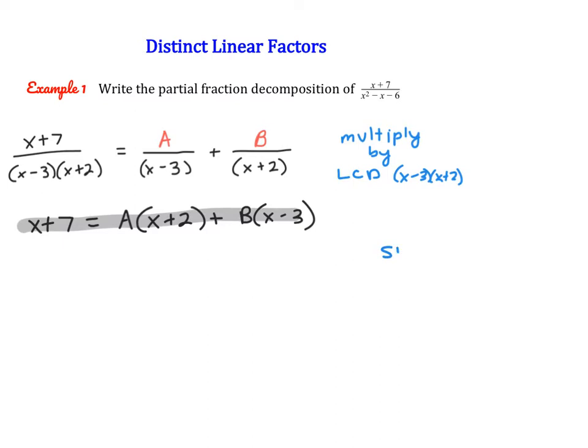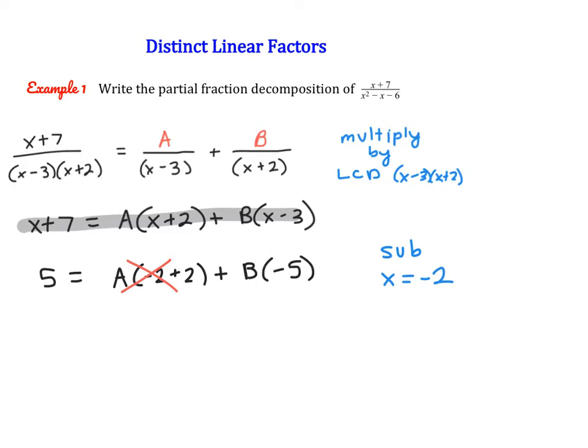Let's start by substituting x equals -2 into our equation. We have -2 plus 7, which is 5. Then here we end up with a times -2 plus 2, so you can see that this is going to become 0, and our a term is going to cancel out. Then here we have b times -2 minus 3, which is -5. So all we have left is 5 equals -5b. You can see that we can solve for b, so b is -1.